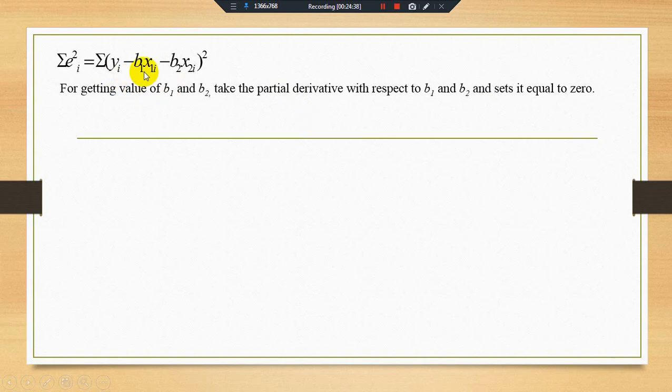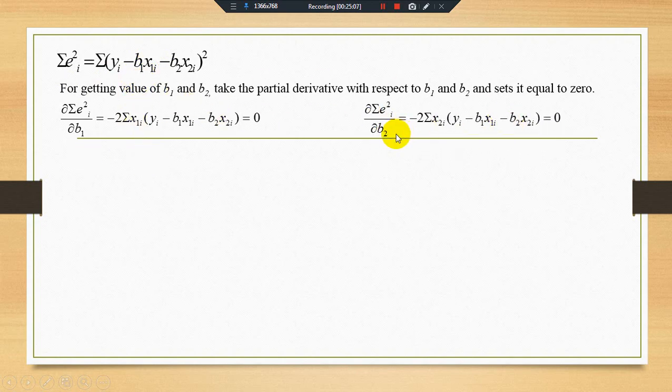Now we take the partial derivative with respect to b1, we get minus summation x1i into (yi minus b1 x1i minus b2 x2i) is equal to 0. Now we take the partial derivative of this equation with respect to b2, and put the outcome equal to 0. With respect to b2, we get this.